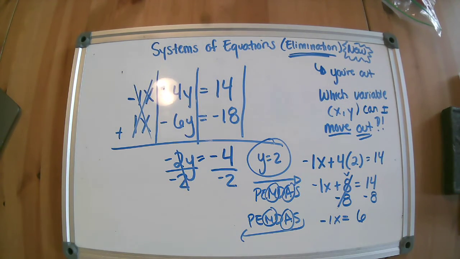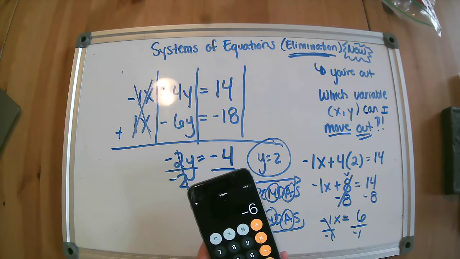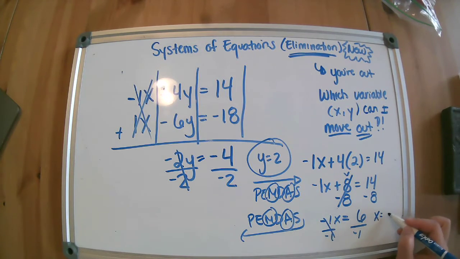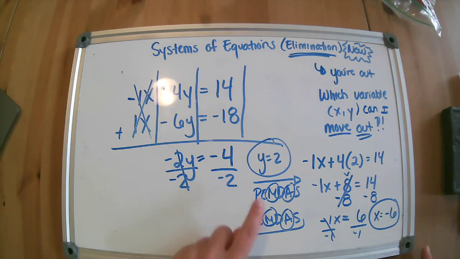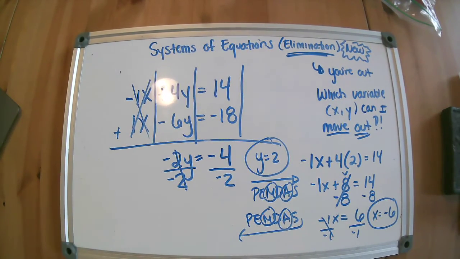Okay. Last step is to divide by negative 1 on both sides. So we do 6 divided by negative 1, and we get negative 6. So x is equal to negative 6. And that's our final answer. So we have our y answer and we have our x answer. So that's how we know that we are fully complete and done with this problem. And that's it.